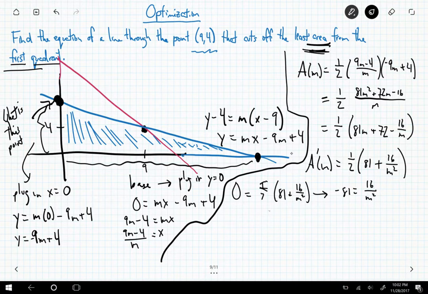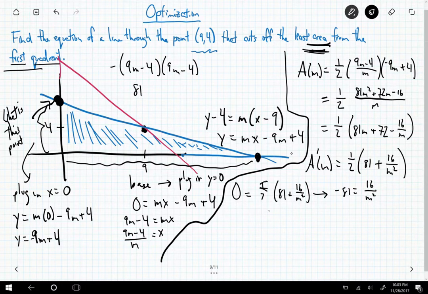Okay, that should be better. In our second case, plug in y equals 0. So when we added that on over, we had 9m minus 4 equals mx. So 9m minus 4 divided by m. And that was good. And then when we did 9m minus 4, negative, and then we had another 9m minus 4. So that would be 81m squared minus 72m plus 16.